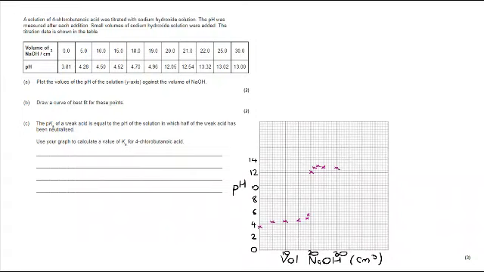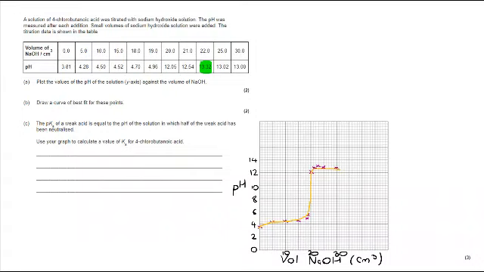I then need to draw a curve of best fit for these points. There is a very noticeable anomaly. So I am going to not include my 13.32, which is significantly higher, because that would have my pH curve going up and coming back down. You will lose a mark if you do that.